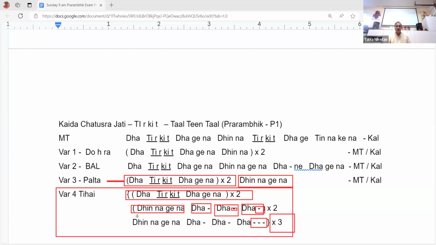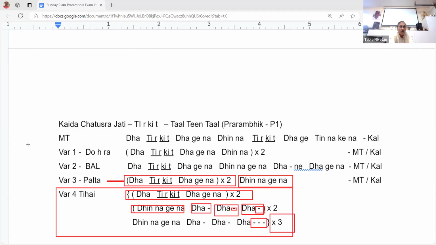Again, 1, 2, ready, go. Dha te rakita dha ge na, dha te rakita dha ge, then na ge na dha dha dha, then na ge na dha dha dha. Pause. Dha te rakita dha ge, dha te rakita dha ge, then na ge na dha dha dha. Third time. Da tira kita dage, da tira kita dage na, dinage na da da da.